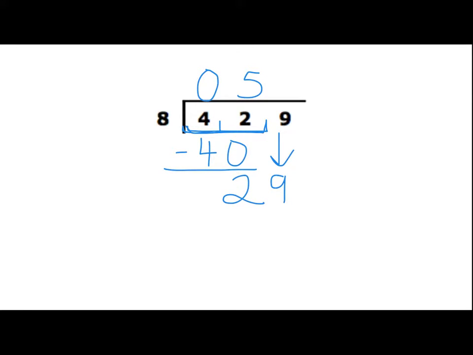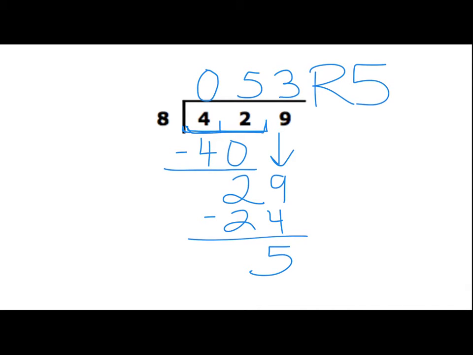And now we ask ourselves, how many times can 8 go into 29? The answer again is 3. Now we do 8 times 3, which is 24. We got a remainder 5, and since there's no other numbers to bring down, our remainder is 5.